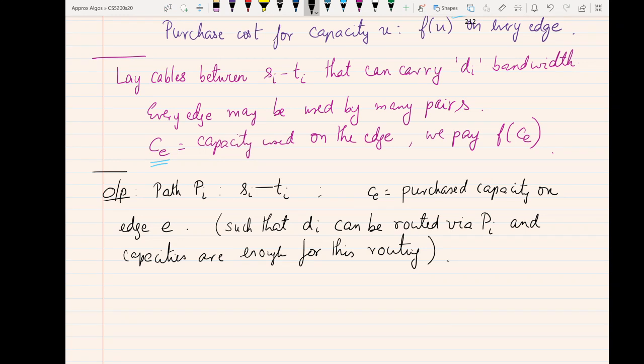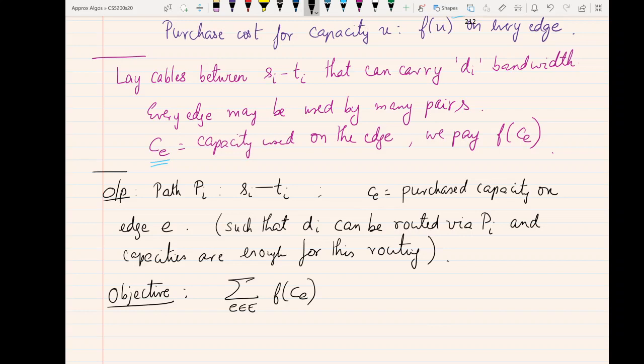So formally, this is what you want to output. You want to output a path Pi for every Si-Ti pair. And what is the objective over here? The objective, as you can guess, is to minimize some linear function of the cost that we pay. So for every edge in the graph, you need to pay f of Ce to purchase Ce units of bandwidth on that edge.